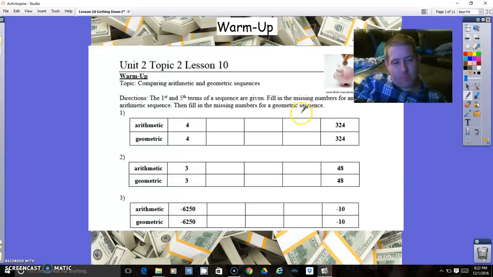This is Unit 2, Topic 2, Lesson number 10. We've got a warm-up here on arithmetic and geometric means, which is review from a couple of lessons ago. And we've got a lesson that's talking about linear versus exponential models.